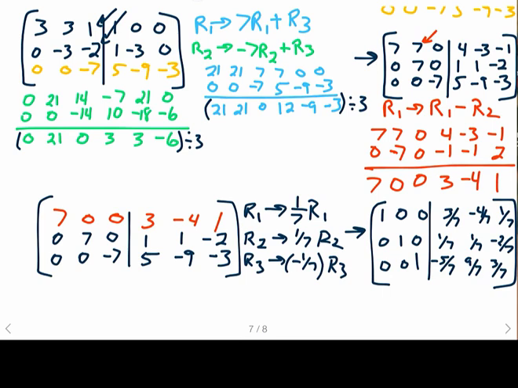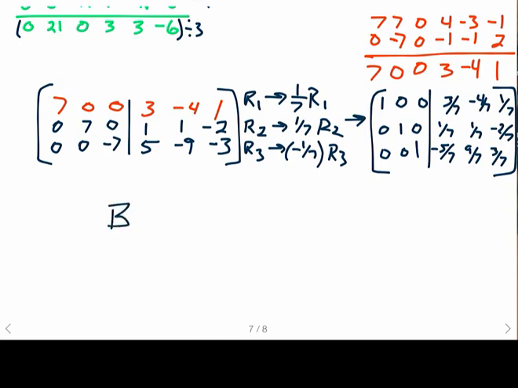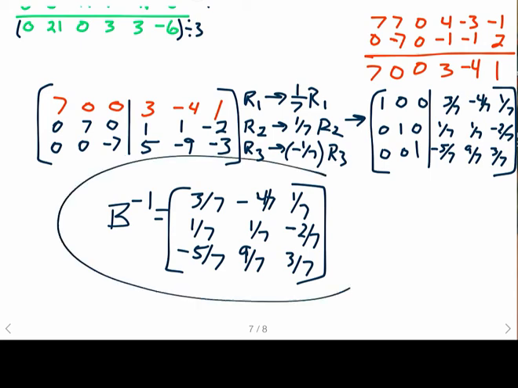And lo and behold, I end up with the identity matrix I sub 3 on the left. And on the right, I have the inverse of B, which turns out to be 3/7, negative 4/7, 1/7, 1/7, 1/7, negative 2/7, and negative 5/7, 9/7, 3/7. Our instructions were to find this and verify, and so what I want you to do is multiply B inverse by B and make sure that you come up with the identity matrix.